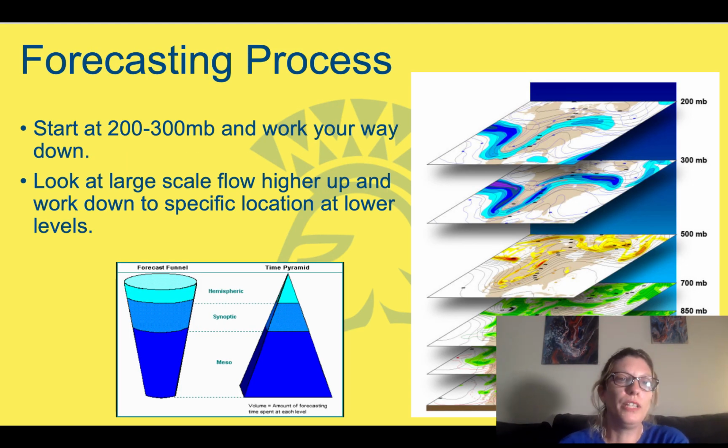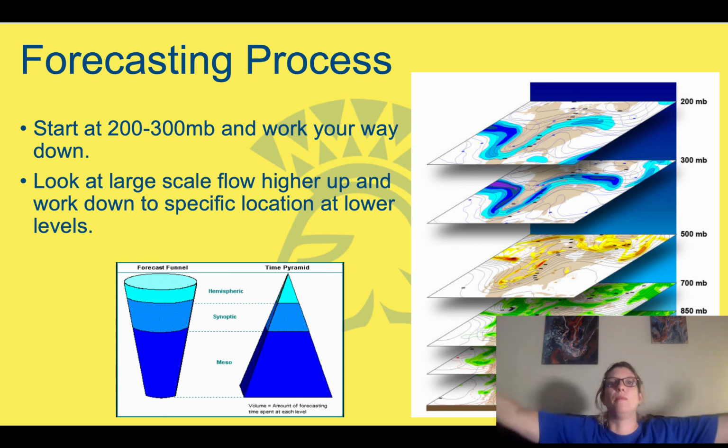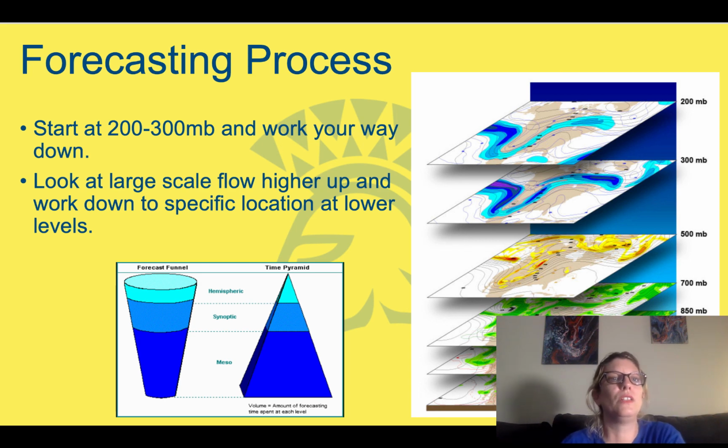Okay, so the forecasting process is going to start large and high up in the atmosphere. And then it's going to go down, down, down in the atmosphere, and it's going to get finer and finer and finer. So we're starting by looking at 200 to 300 millibars, which remember is way up there in the atmosphere. This is where the jet stream is. So we're going to start looking there, and then we're going to drill down and look closer to the surface.